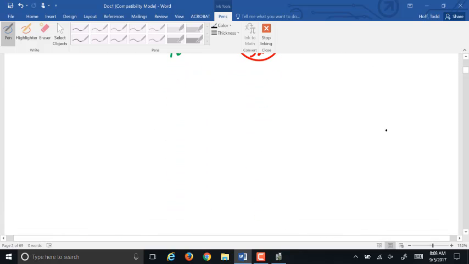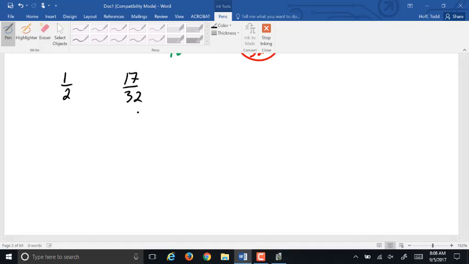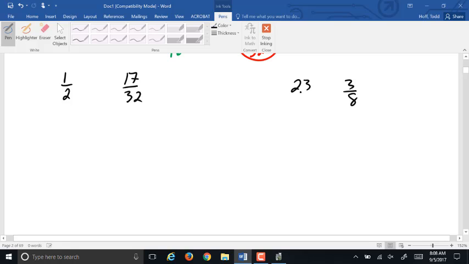Okay, let's try another one. Actually, let's have you guys try a couple. Let's say you've got 1/2 and 17/32. Find the size that's in between there. And then I'm going to have you also do 23/64 and 3/8. Find the size that's in between there. So we'll give you a minute.